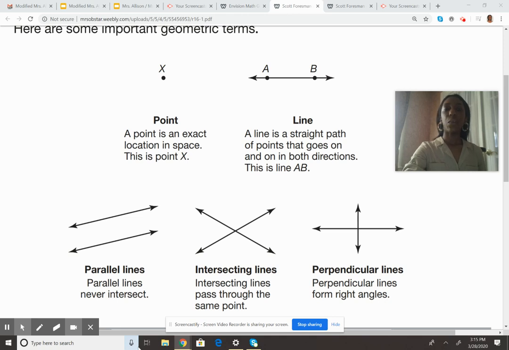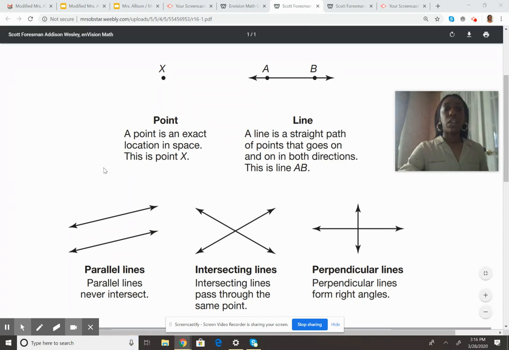So yesterday we went over lines. We learned about the geometric terms and their definitions. We went over points, lines, parallel lines, intersecting lines, and perpendicular lines. But today we are going to dig deeper and we are going to refer to these terms and definitions to do our assignments today. So let's review what we learned from yesterday.